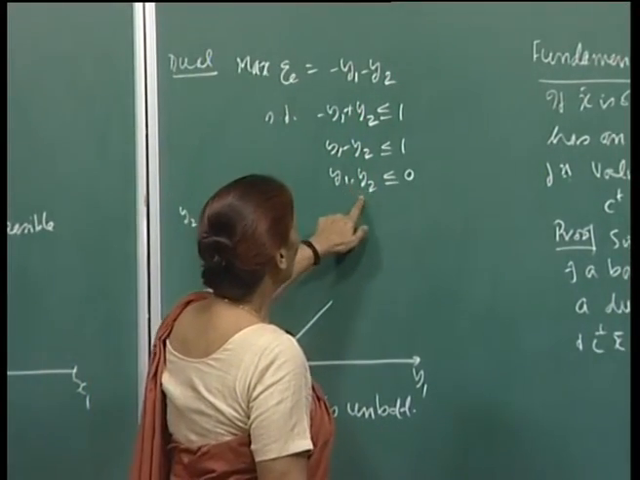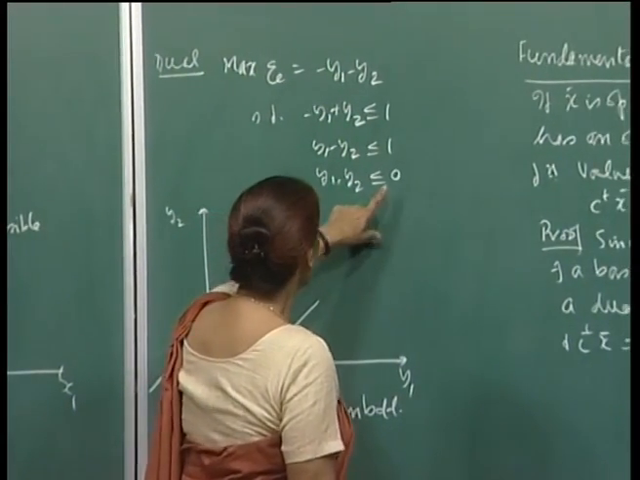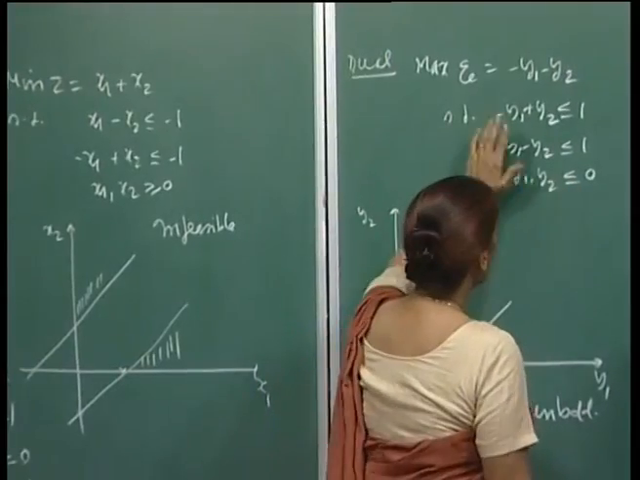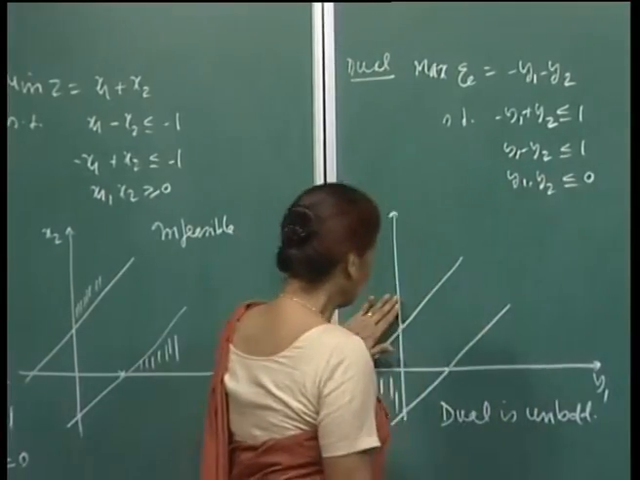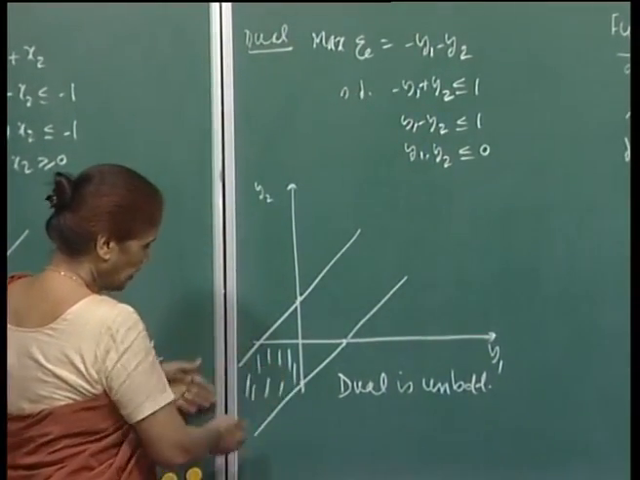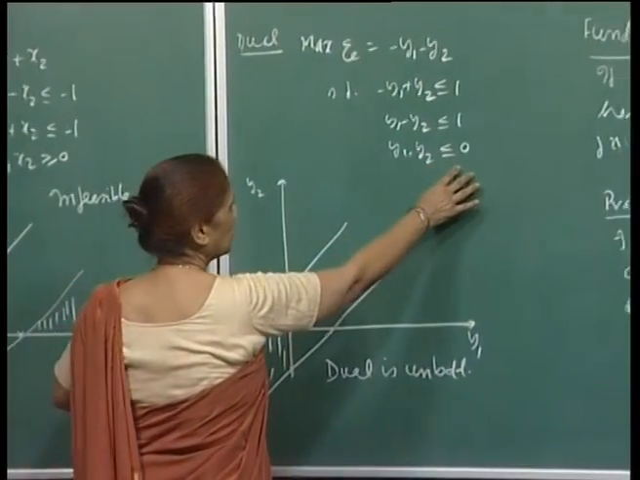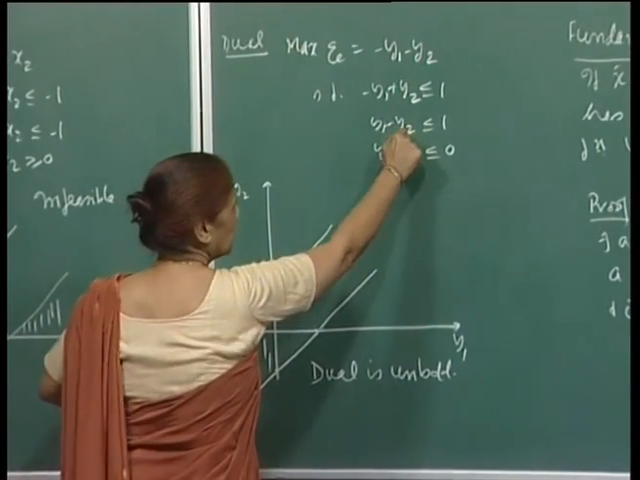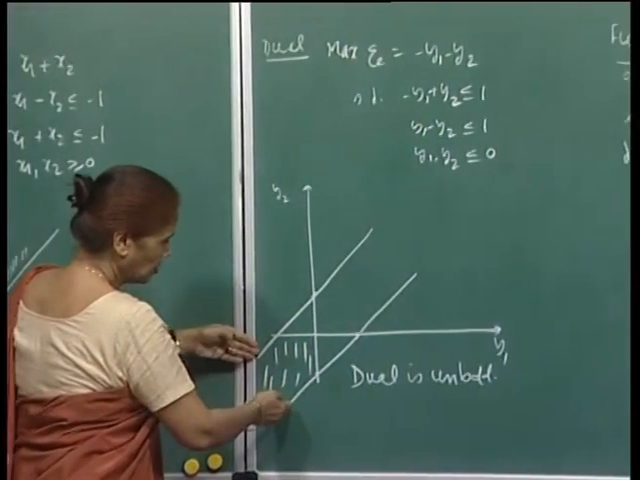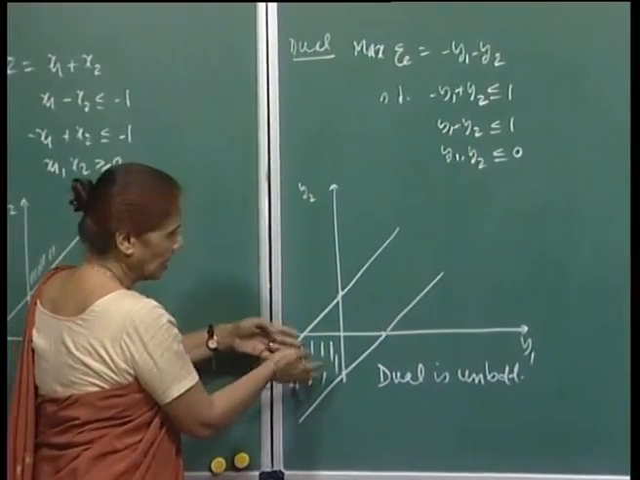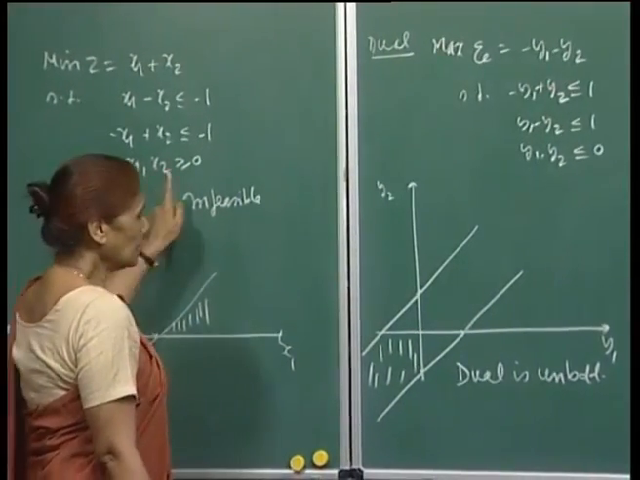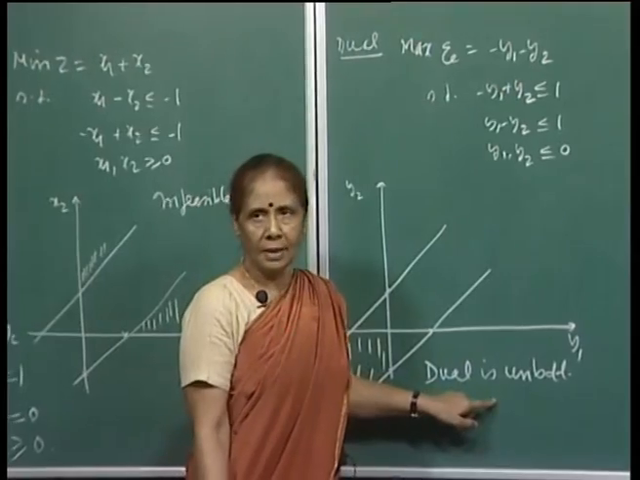So, here y1, y2 are less than or equal to 0, because see here the constraints are not of the greater kind anyway. So, this is the dual, and when you plot it here, it turns out that this is the feasible region, and this will be unbounded, because y1, y2 are less than or equal to 0, and if you look at these two constraints, then they are represented by these two parallel lines, and then this is the region. So, in this case the dual is unbounded. So, primal infeasibility can imply dual unboundedness.